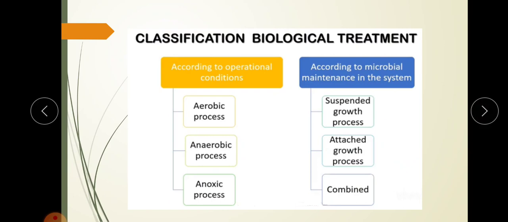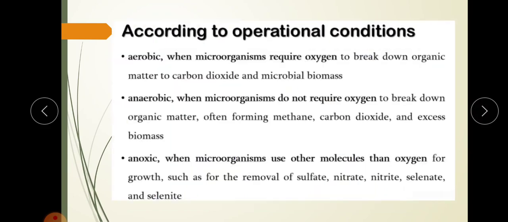Next is the classification of biological treatment. Biological treatment is classified based on operational condition and based on microbial maintenance in the system. Based on operational condition, it is classified as aerobic, anaerobic and anoxic process. And based on microbial maintenance in the system, it is classified as suspended growth process, attached growth process and combined process. First is the classification based on operational condition, that is, mainly aerobic, anaerobic and anoxic.